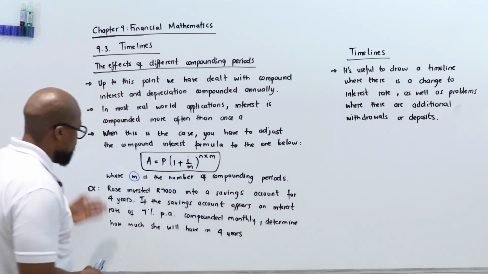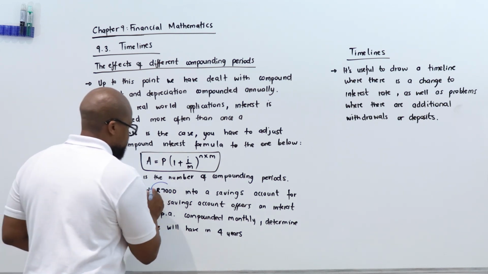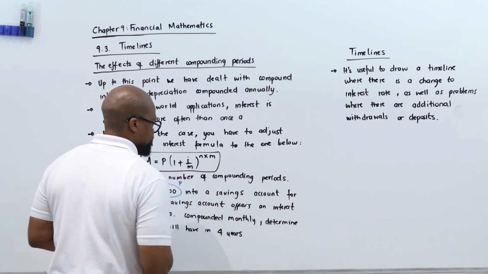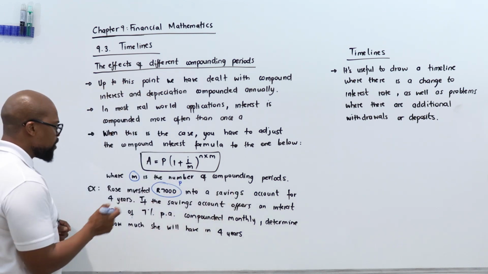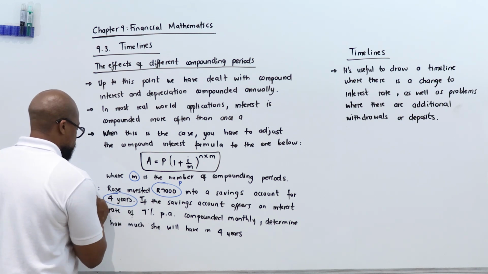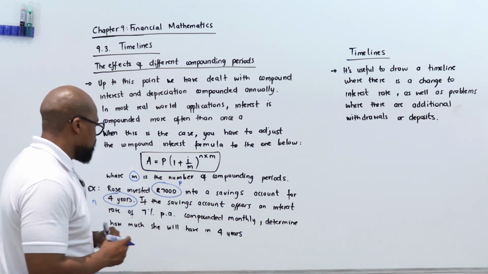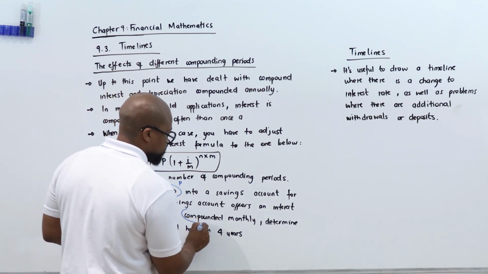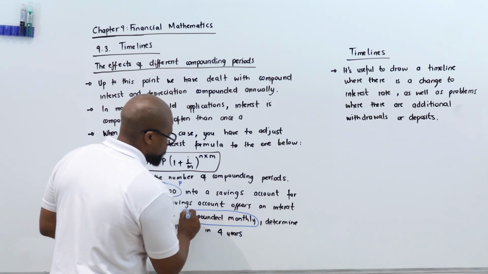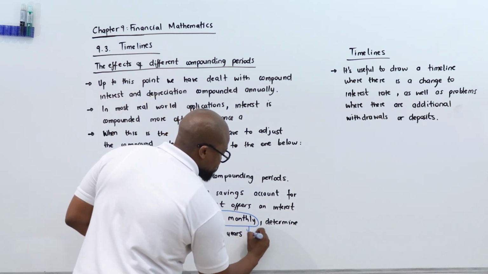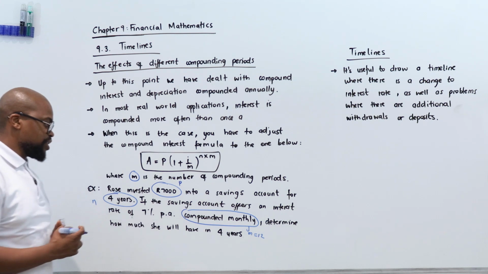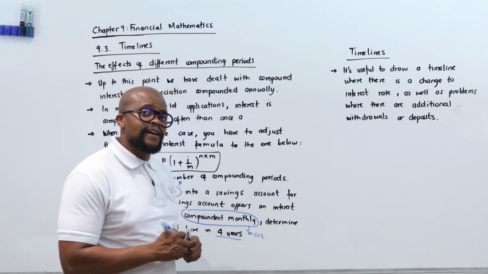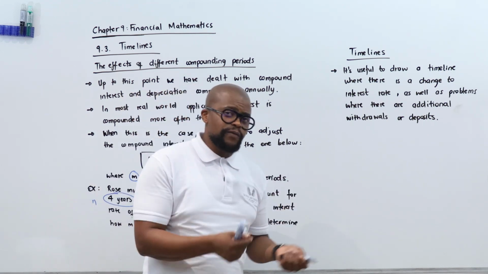Now let's continue. Rose invested an amount of 7,000 Rand. Remember, the amount borrowed or invested is always going to be P. Into her savings account for 4 years. You know that 4 is your time horizon, that's N. So if the savings account offers an interest rate of 7% per annum compounded monthly, this is very important, guys. You must always look at this as a key word. They are telling us that your M must be 12, because the interest rate is compounded monthly. So determine how much you'll have in 4 years' time. In a nutshell, what we are trying to find here is an accumulated value in 4 years' time.